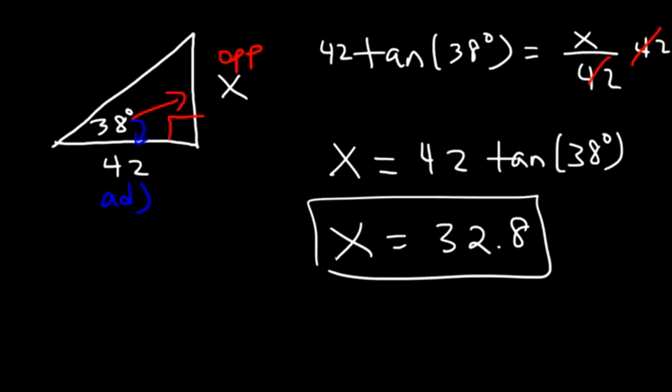Now let's try another example. Feel free to pause the video to work on each of these problems, by the way. So let's say this angle is 54 degrees, and we're looking for the value of x, and the hypotenuse is 26. Which trig function should we use? Sine, cosine, or tangent? So opposite to the right angle, we know it's the hypotenuse. And x is on the adjacent side relative to 54.